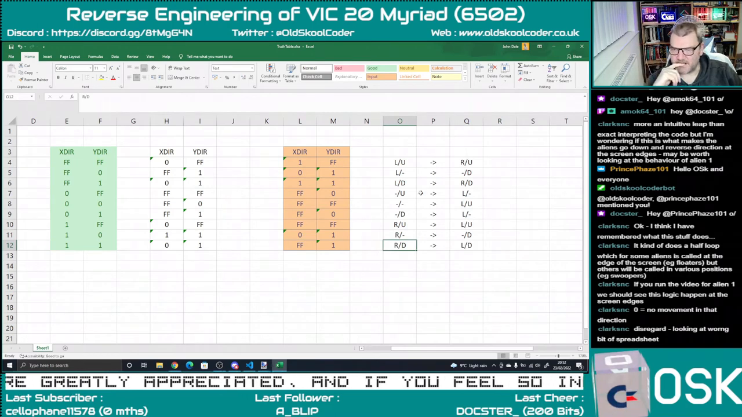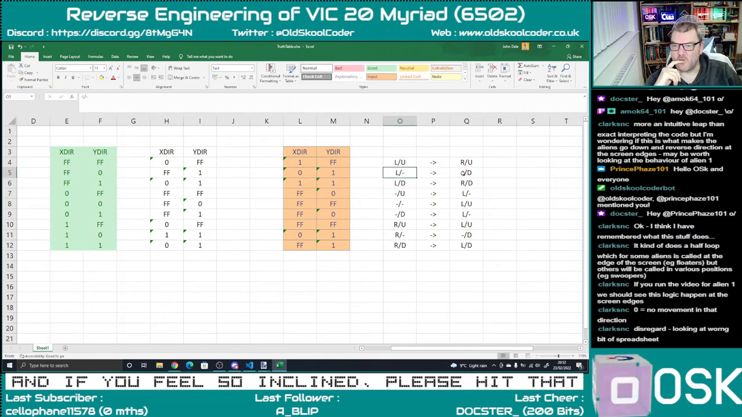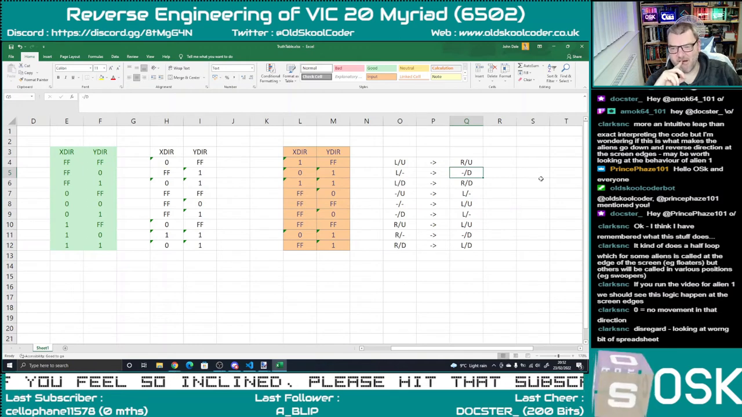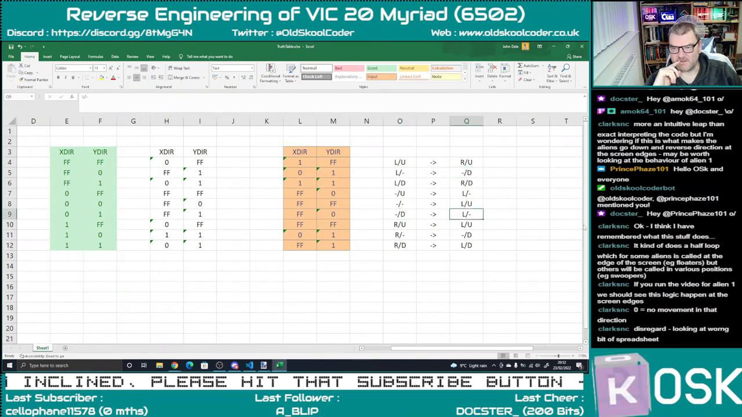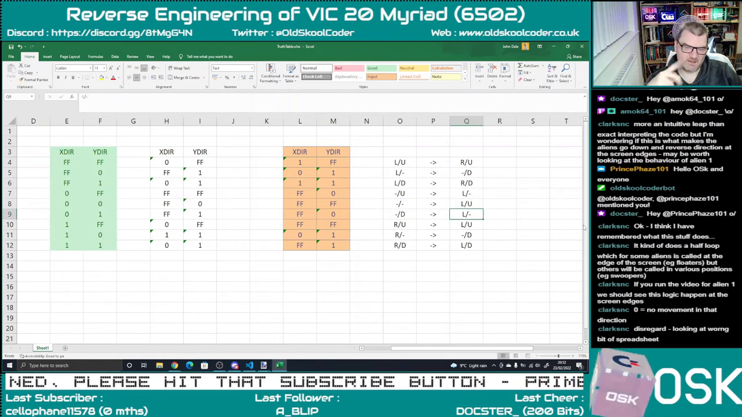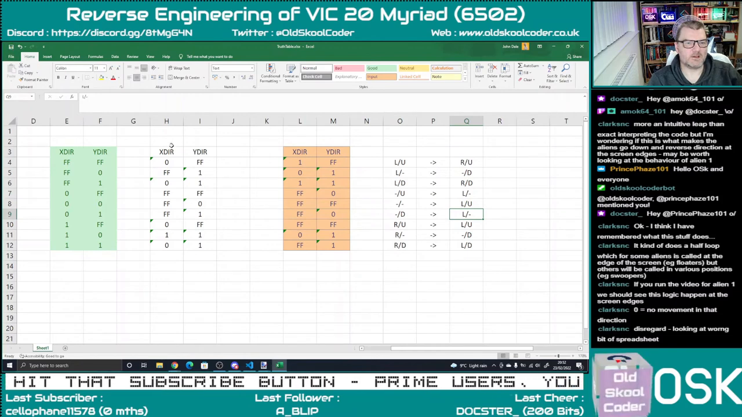It's flipping the orientation, isn't it? Stationary and up becomes left and stationary. So left and stationary becomes stationary and down. Stationary and down becomes left and stationary. So that's actually three. Okay. We can use this now while we're working.